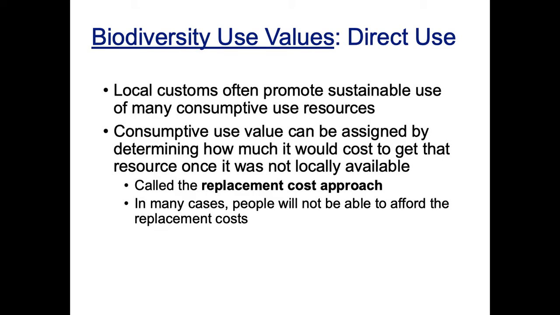So people aren't actually gathering these things and selling them. That's not what consumptive use value is. But if they had to go out and buy fish instead of catching it in a local river, we can estimate the value by what they would have to do if that resource went away. And in a lot of cases, people would not be able to afford the replacement costs. So if they had to go buy all their fish that they were going to eat instead of catching it out of the nearby river, they might just have to go without.